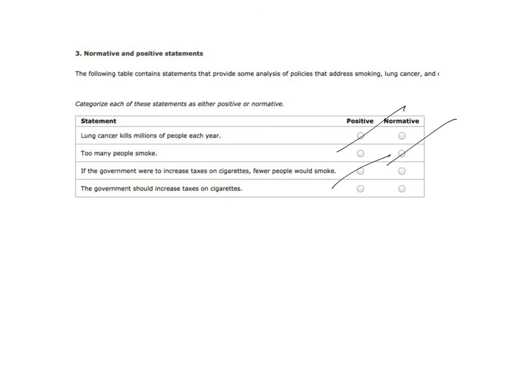That's true. That drives up the cost of cigarettes. You can check that. That's one reason we impose taxes on cigarettes, because it prices a few people out of the market. Then the government should increase taxes on cigarettes. Again, that's a normative statement. That's just opinion. You might think it's reasonable to tax cigarettes and convince people not to smoke that way, but you don't have to. But that's an opinion. That's not something that's provable.